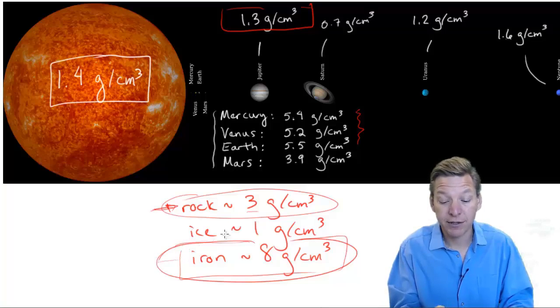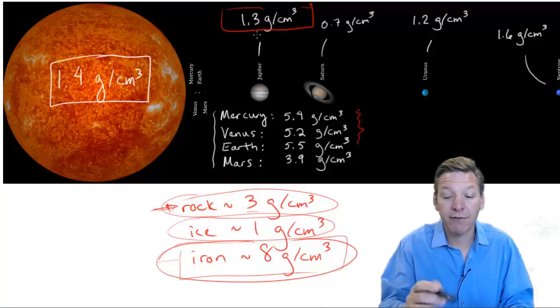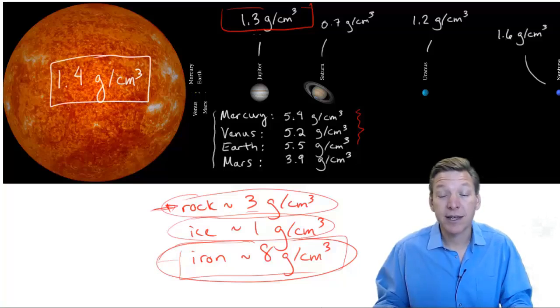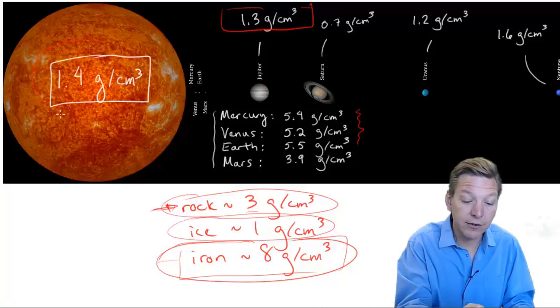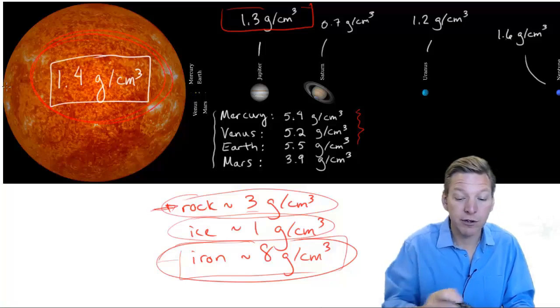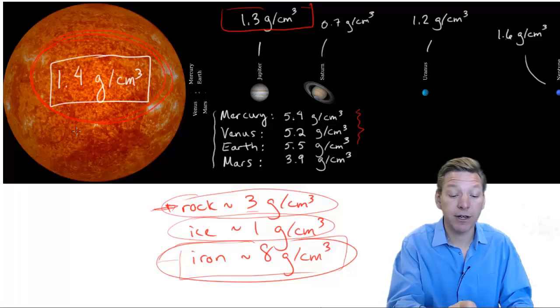Iron, no hint of it. Ice? Well, even ice would be compressed so much that it would have a higher density than this. This is a good indication that Jupiter is almost entirely made out of gas, very much like the Sun. The Sun is an interesting one to look at too, 1.4 grams per centimeter cubed. It is, of course, entirely made out of gas, and it's compressed because it's so huge.